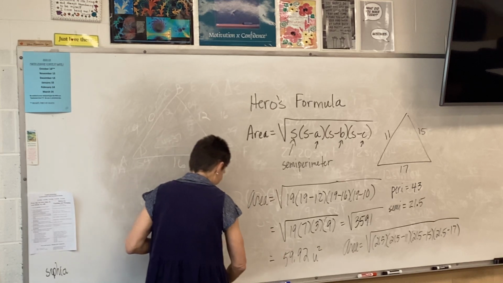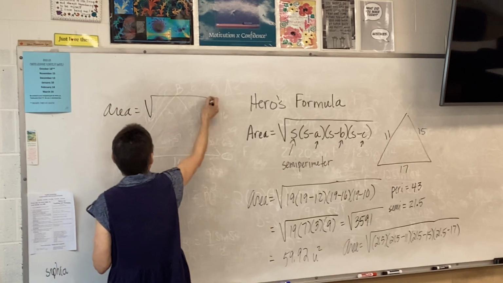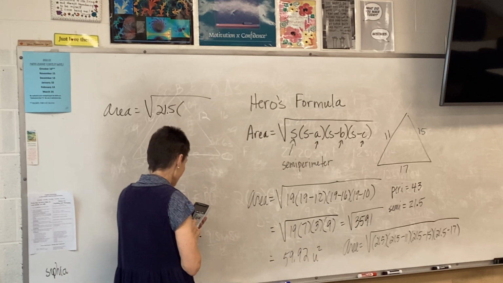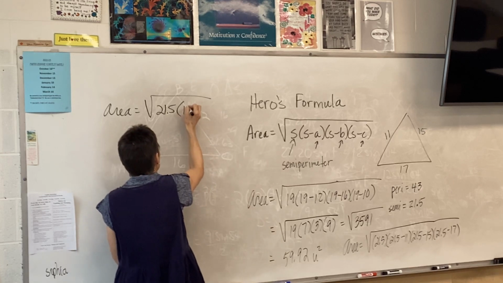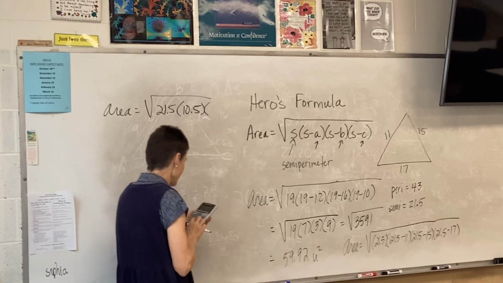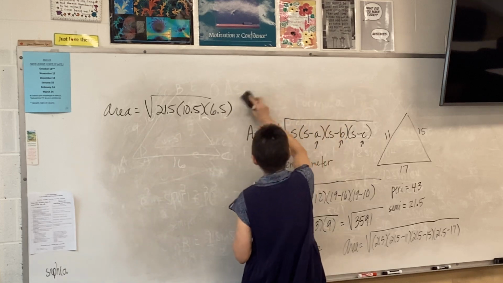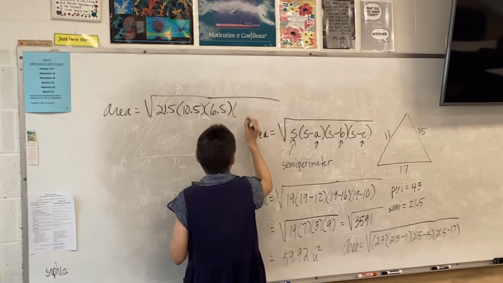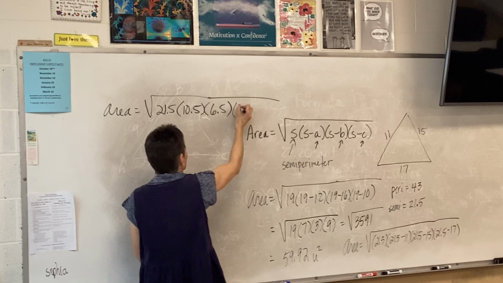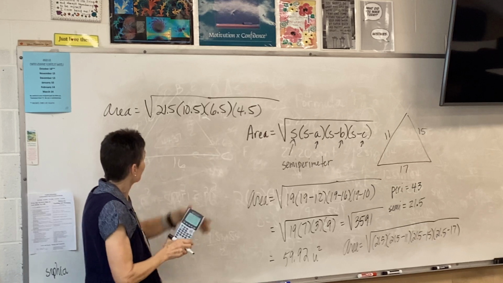You have a calculator. So let's figure out that's going to be square root of 21.5. All right, and then 21.5 minus 11. And 21.5 minus 15. And then 21.5 minus 17. Okie dokie. Now we'll multiply all those numbers together.